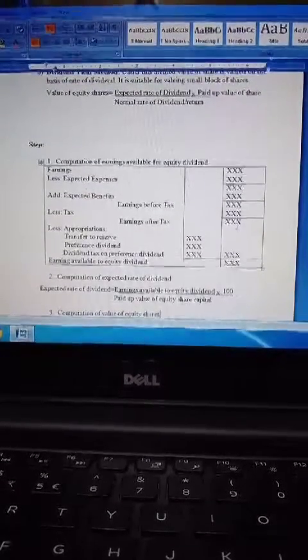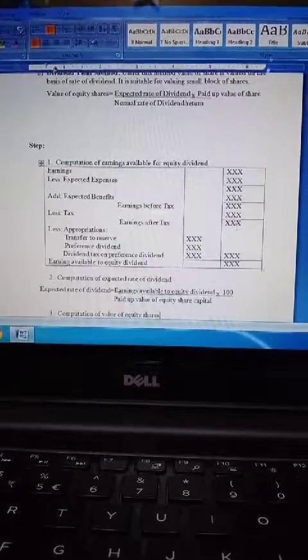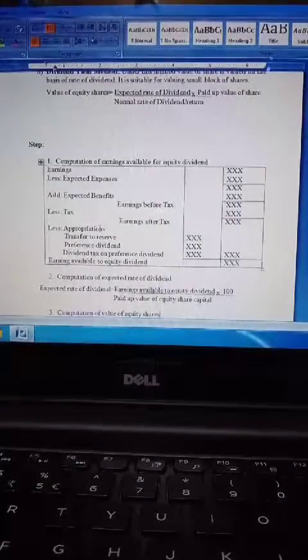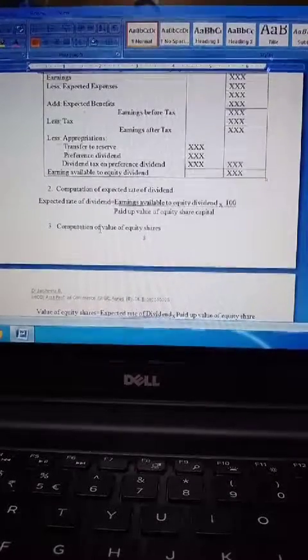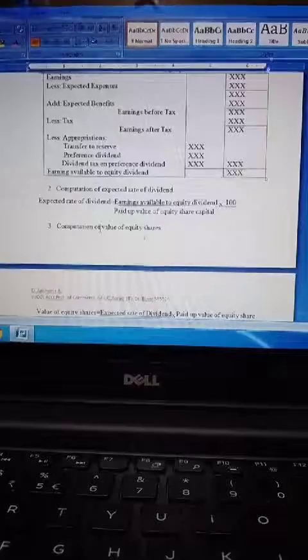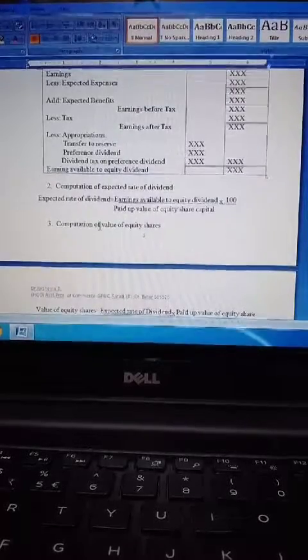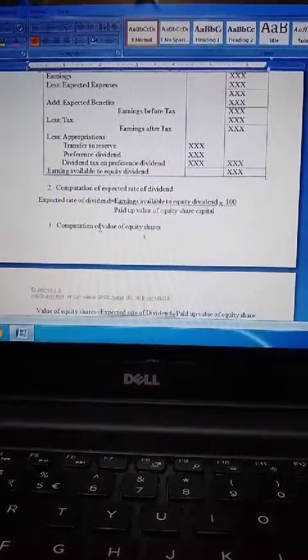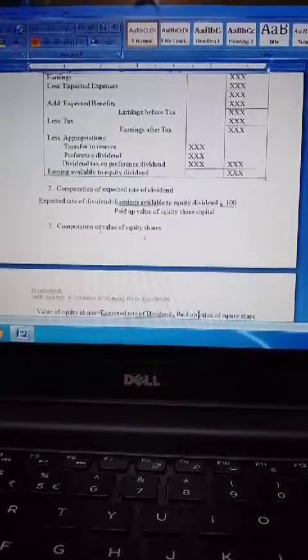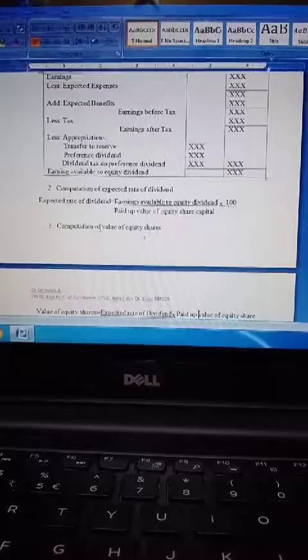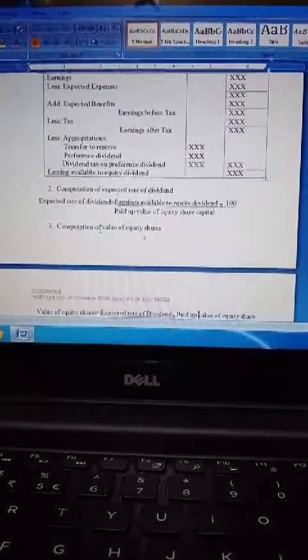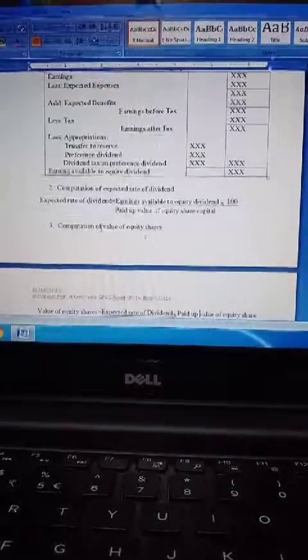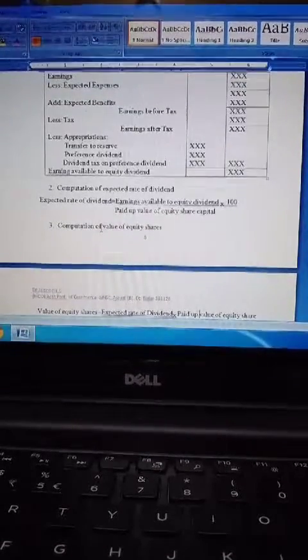After that, less appropriations. If some appropriations are given in the question, they should be deducted, such as transfer to reserves. They may give general reserves also, preference dividend, and tax on preference dividend. These appropriations should be deducted from the earning after tax. After deducting, the balance we call earning available to equity shareholders.